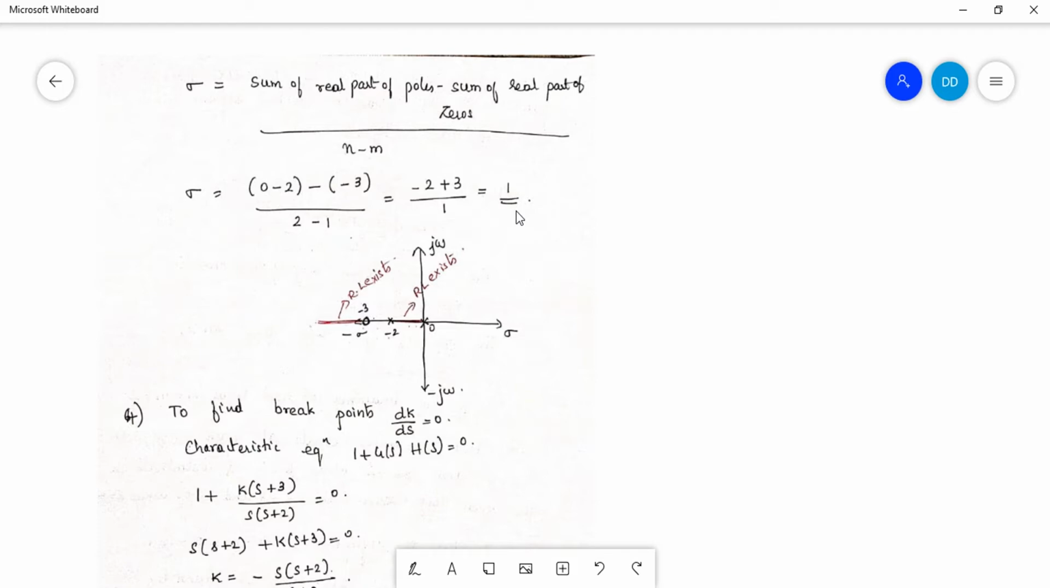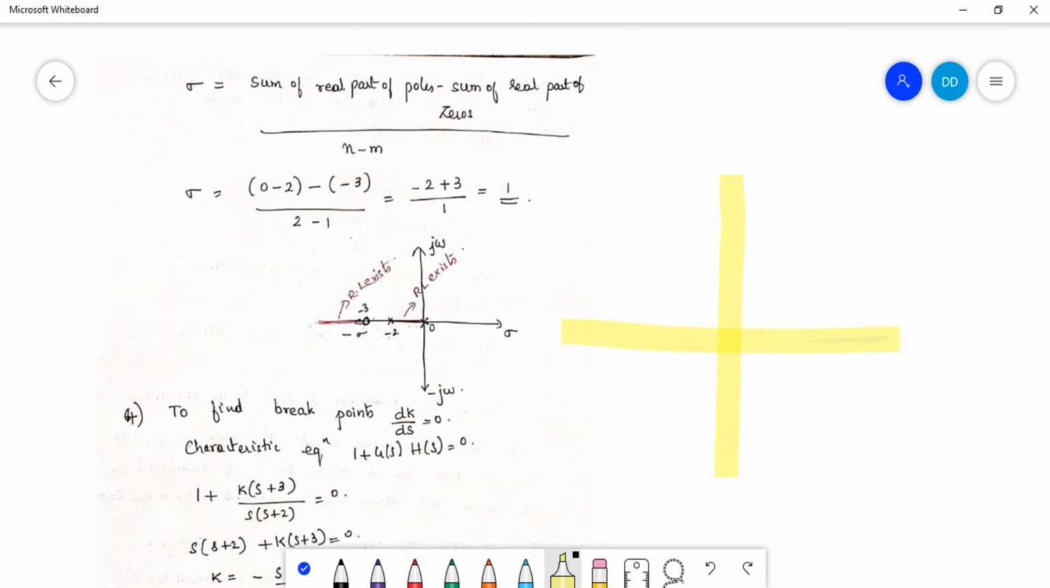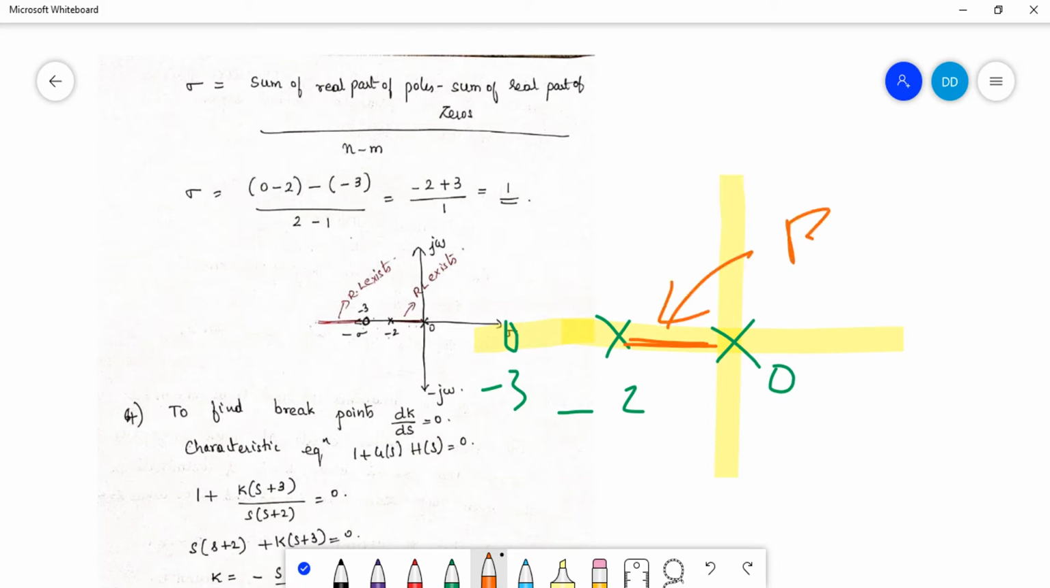Now we'll find which parts of the real axis are part of the root locus. For that, we consider the sections between the poles and the zero. This is our one pole, the other pole is at -2, and we have a zero at -3. If we consider the section between 0 and -2, to the right of it we have only one pole, which is an odd number. That means the root locus exists here.